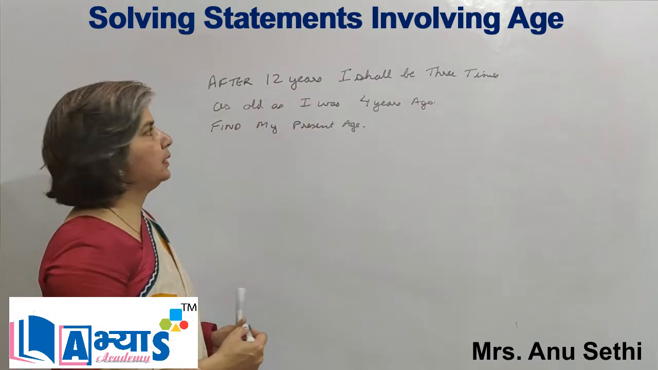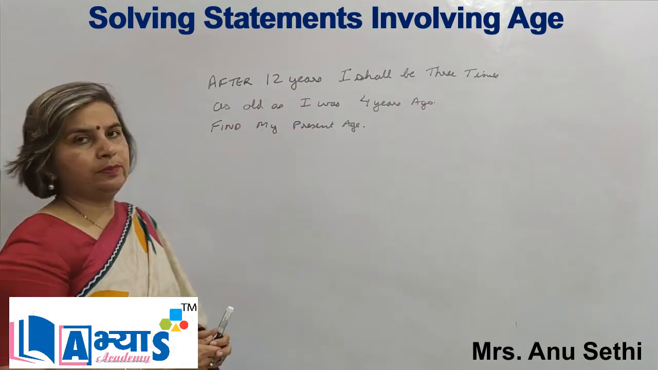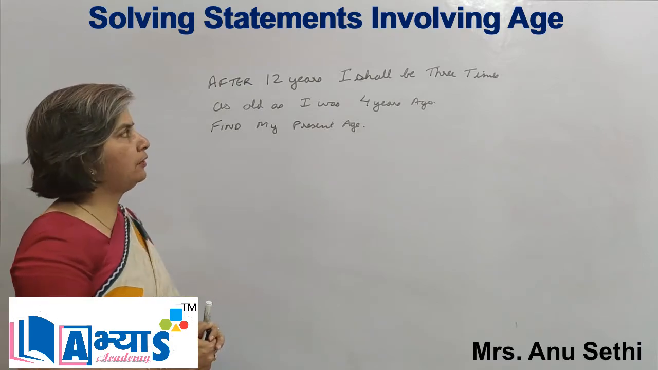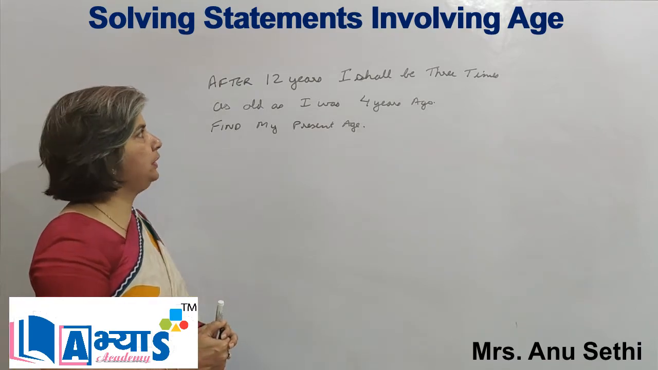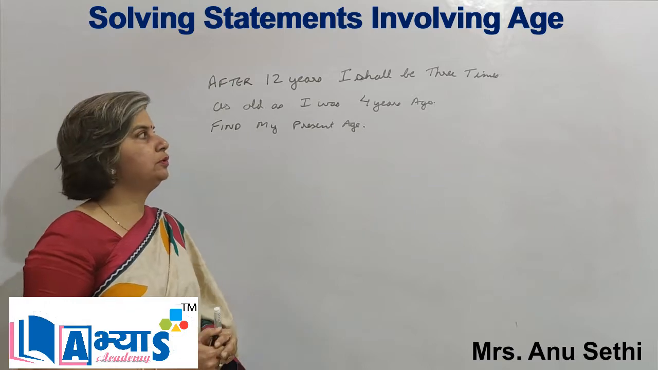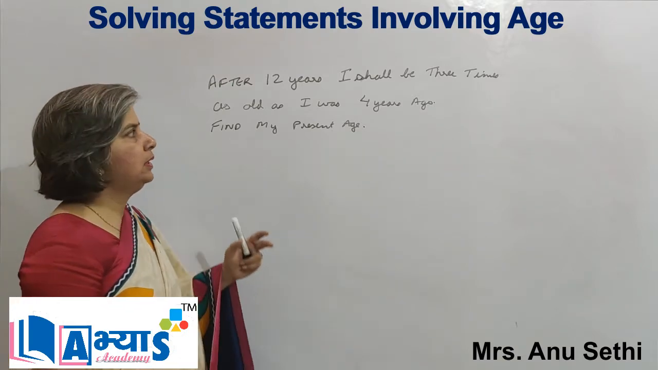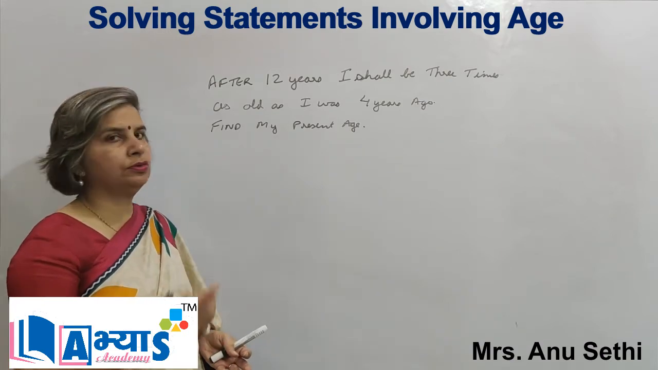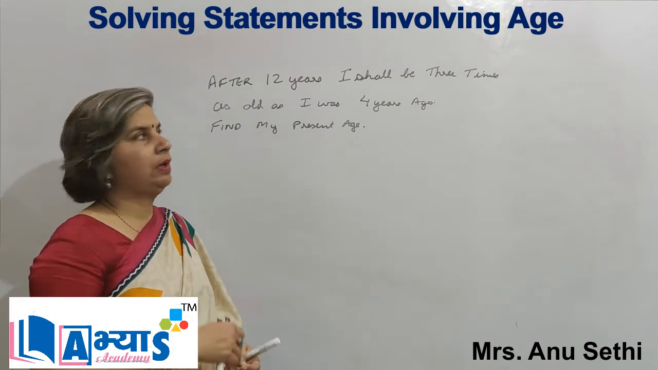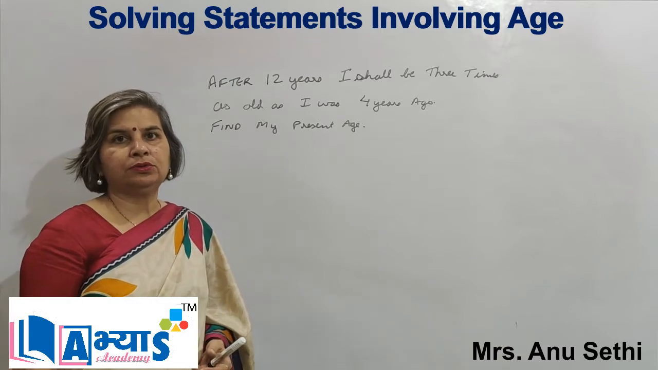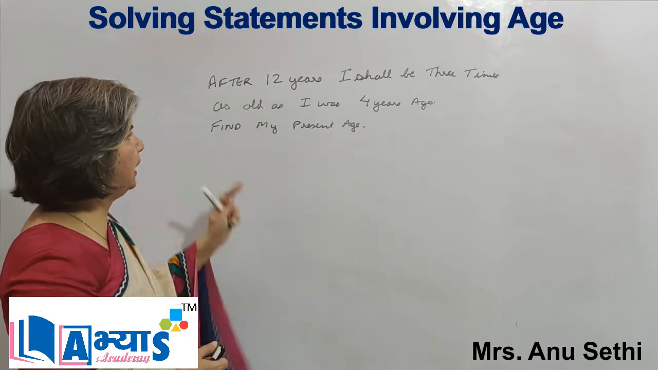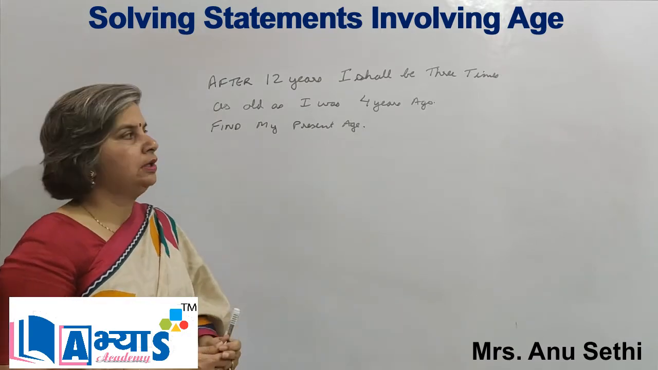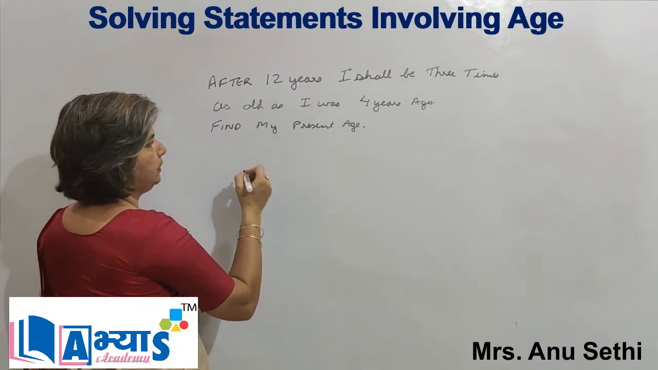Now let us take another example. Suppose I have been given a question to solve that after 12 years I shall be 3 times as old as I was 4 years ago. That means the relation is between my age that was 4 years ago with the age that will be 12 years after the present age. So according to this situation, I am supposed to find my present age. So I will assume my present age to be x.